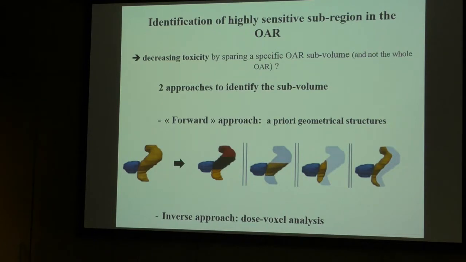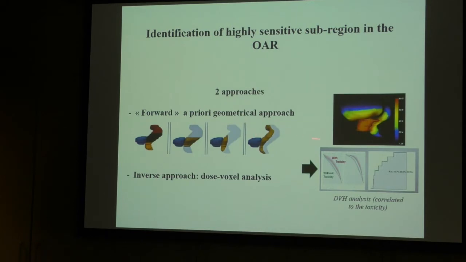So there are 2 ways to do that. The first way we can call a forward approach. If you consider, let's say, the rectum, you divide the rectum into subparts, or do a voxel-wise analysis. You can cut the rectum into different geometrical parts, then look at the DVH in these subparts, and look at the predicted values of the DVH. This is possible, but not very efficient.